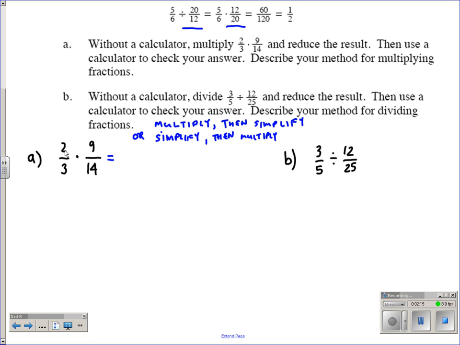We know when we multiply fractions, we multiply straight across. We multiply numerator times numerator, denominator times denominator. Do not cross multiply. It is not a proportion. We are multiplying straight across. 2 times 9 is going to give us 18, and 3 times 14 should give us 42.